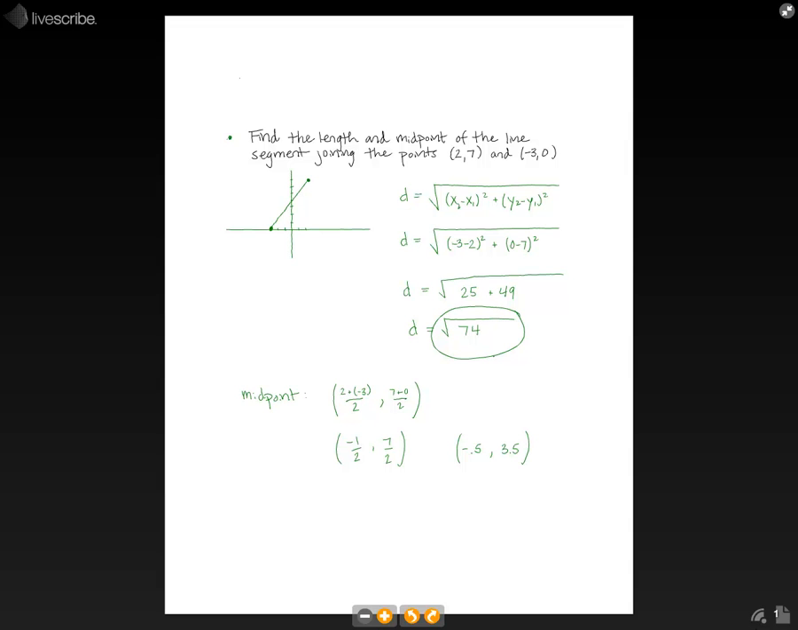Let's plot this point on our graph from before and see if this looks like where the midpoint ought to be. -0.5, I'm going to go back about half a step and then up 3.5 steps. 1, 2, 3.5. So right about here is where the midpoint of our line should be. And that looks about right according to our graph.